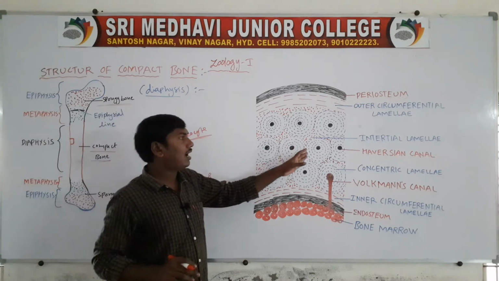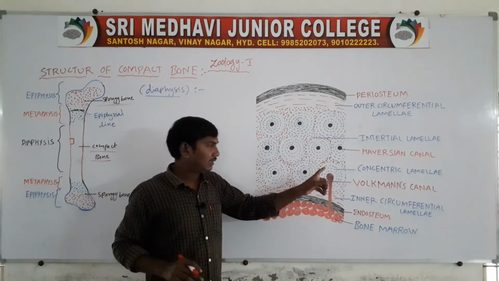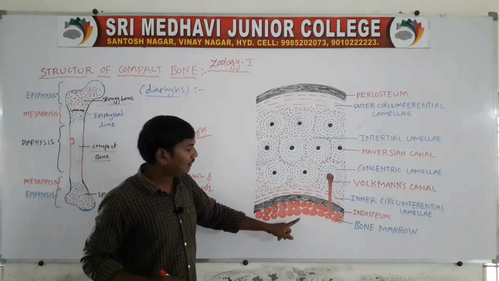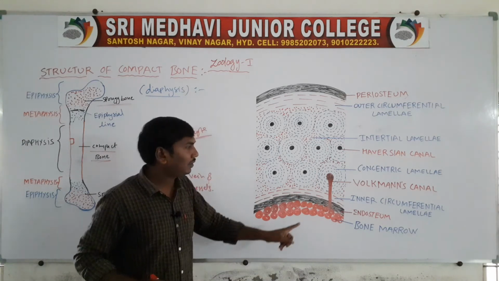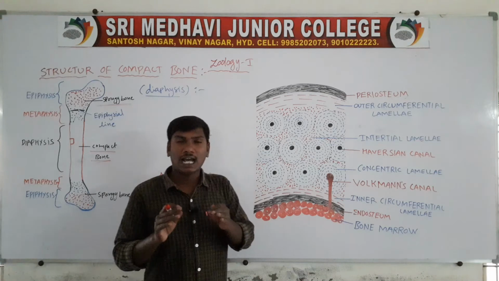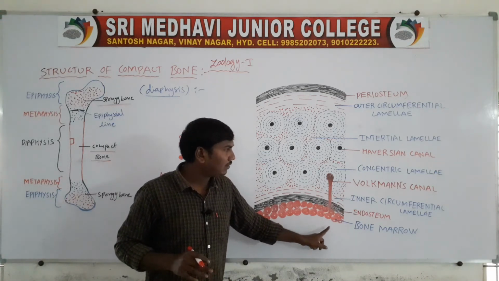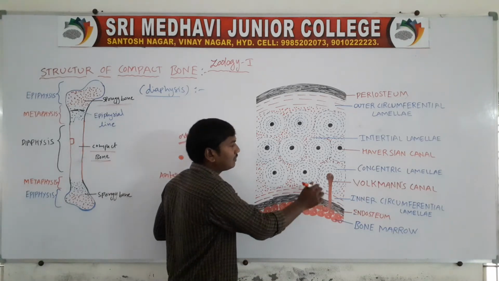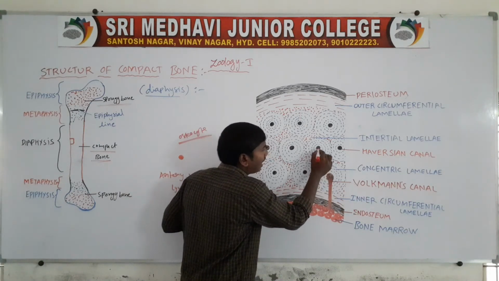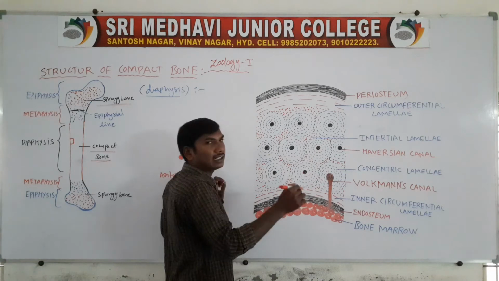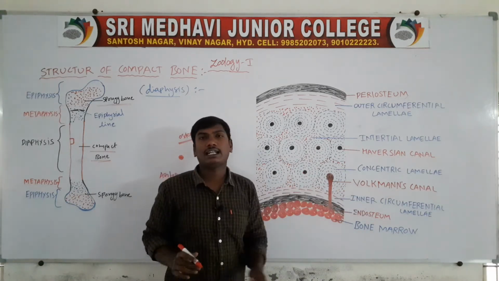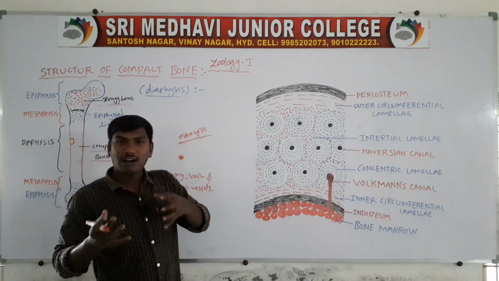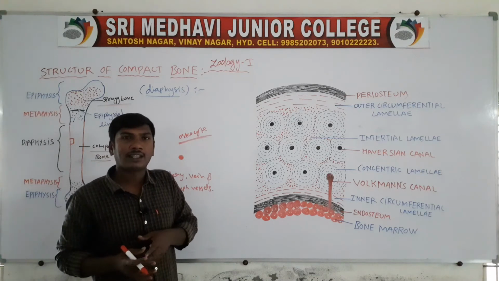So these are the Haversian systems. That Haversian system connects to the bone marrow through the Volkmann's canal. Only one is shown in the diagram. These canals connect to another canal through the Volkmann's canal.